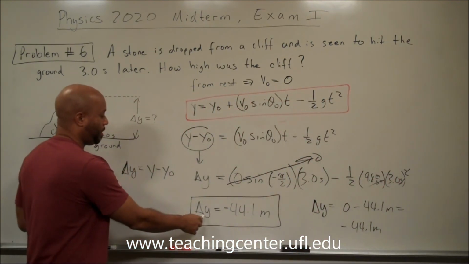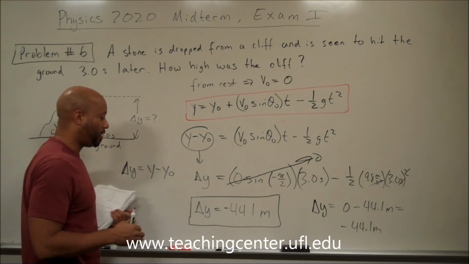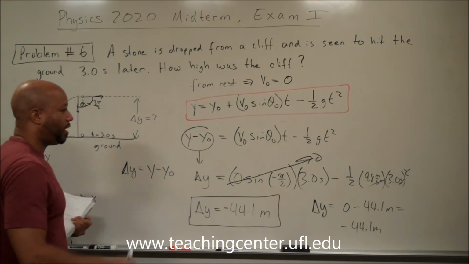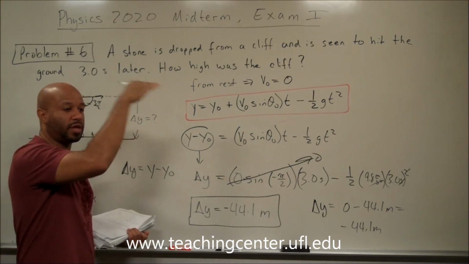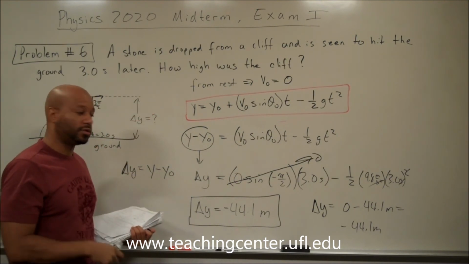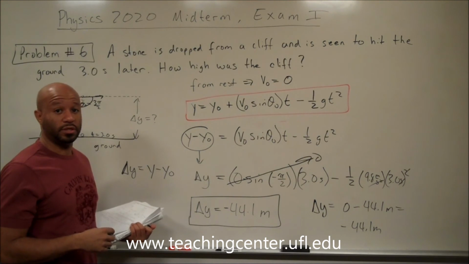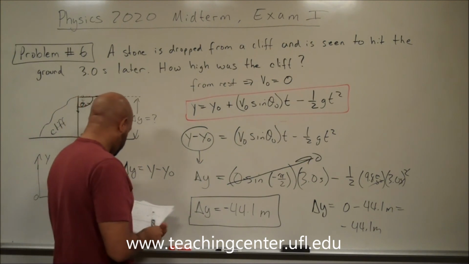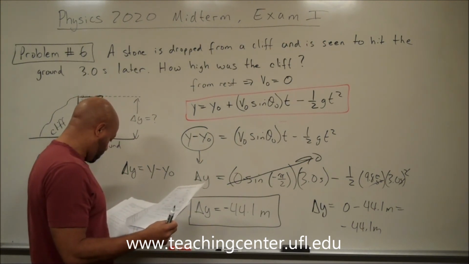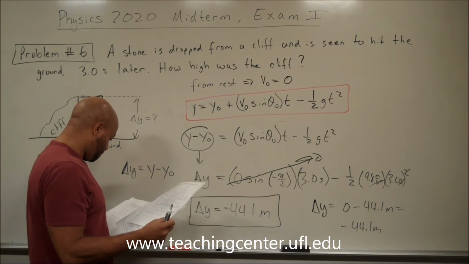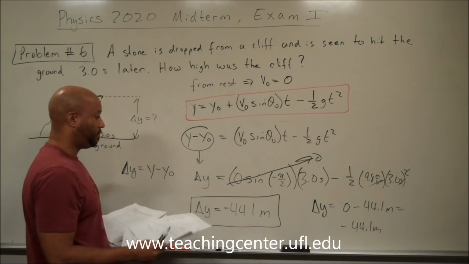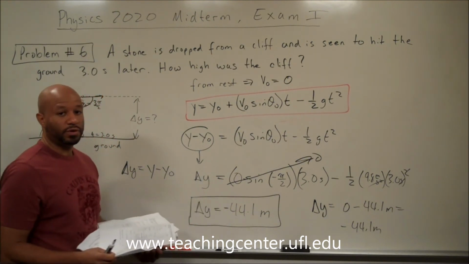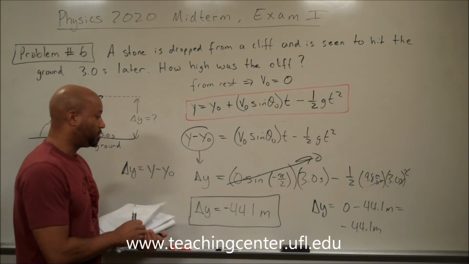The sign is consistent with how we defined our coordinate system. Obviously, the distance between the top of the cliff and the ground is 44.1 meters. The sign is telling us what direction the object is going, which is down. It's falling down. So the correct answer would be none of the above, because if we look at our possible answers, none of them equal 44.1 meters. So we would choose none of the above.